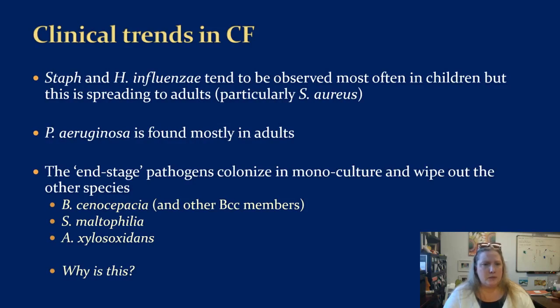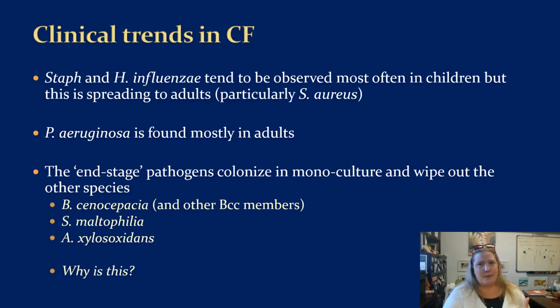So just to sum up some of this, what we see is there's some ecological trends in what we culture out of CF lungs. Things like Staph aureus and H. influenzae tend to be childhood associated, though this is kind of spanning and becoming more prevalent in older adults. Pseudomonas aeruginosa is found mostly in adults in their infections.